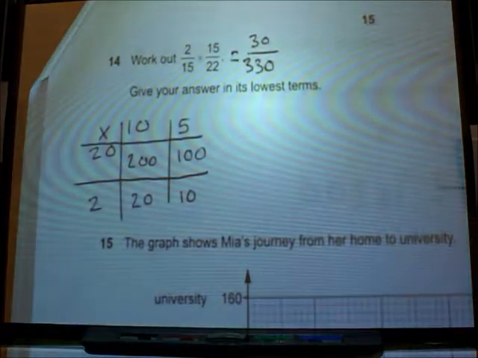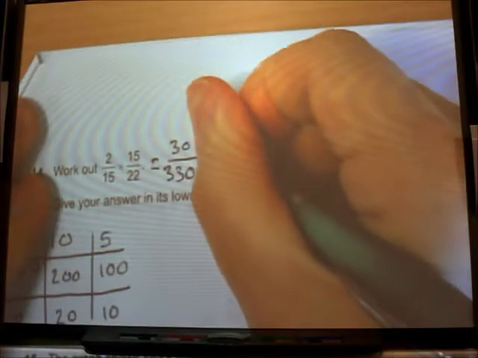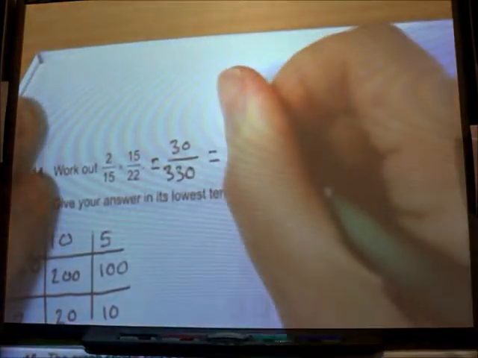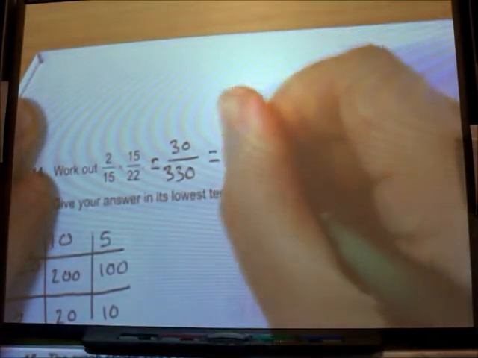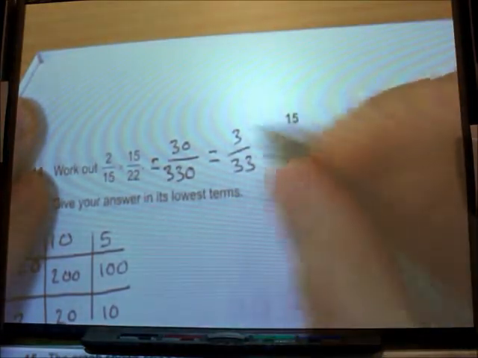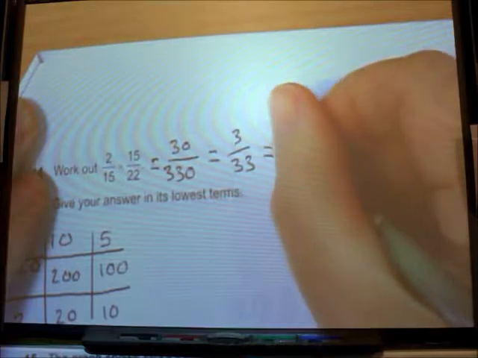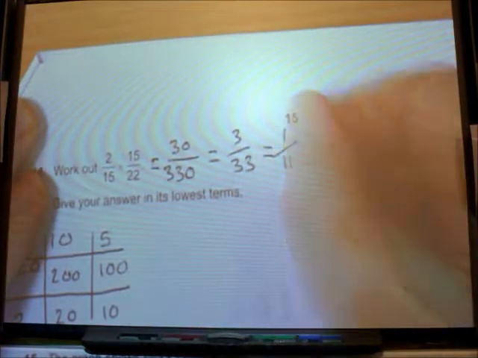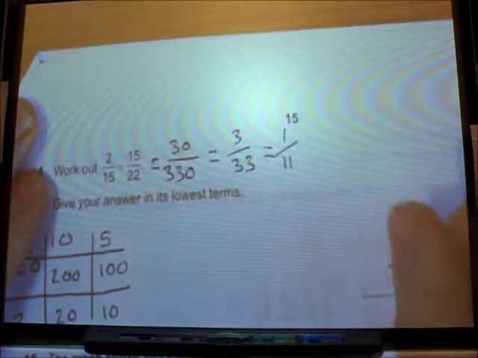So what goes into 30 and into 330? 10 goes into both, I suppose. So that simplifies it to 3 over 33. What goes into 3 and 33? Well, 3 does. How many 3's go into 3? 1. How many 3's go into 33? 11. So the answer is 1 over 11.